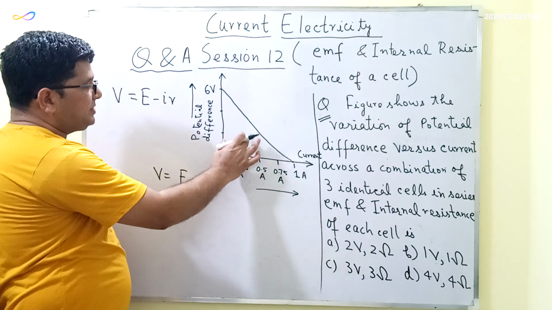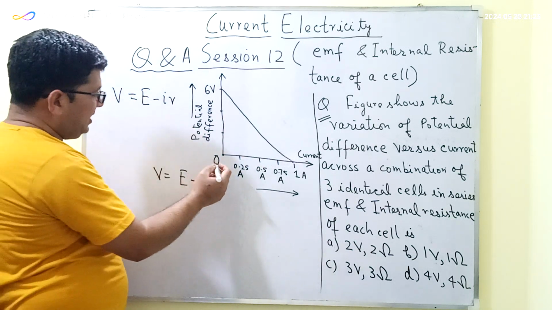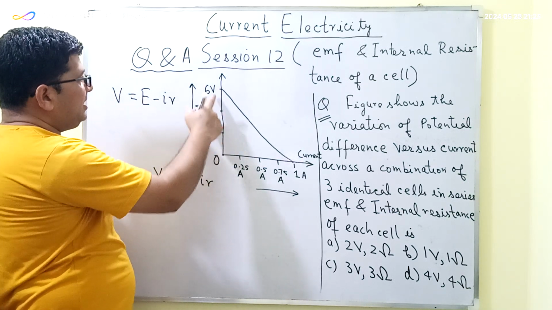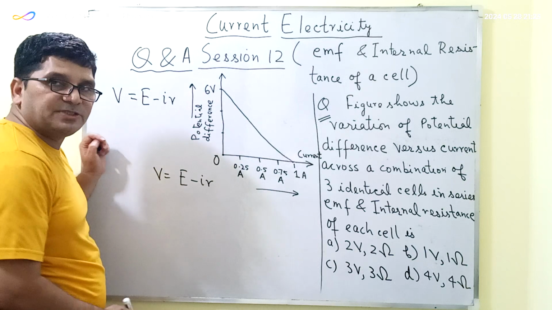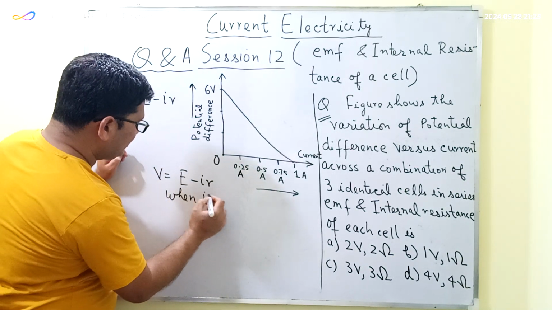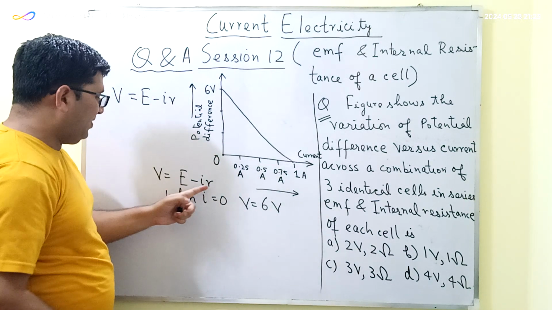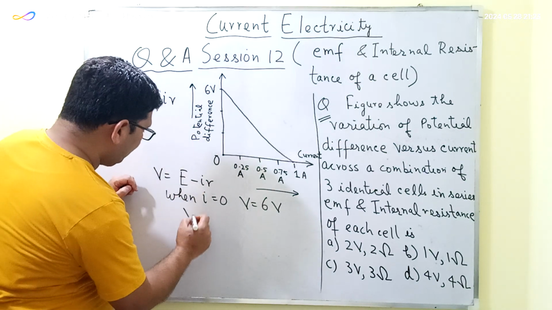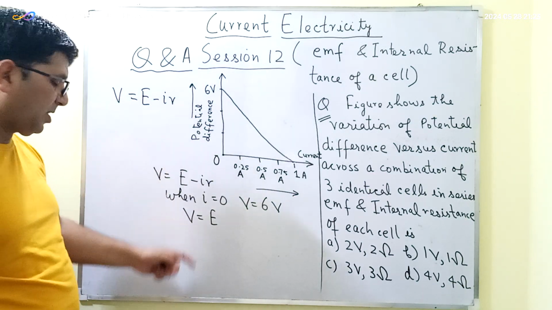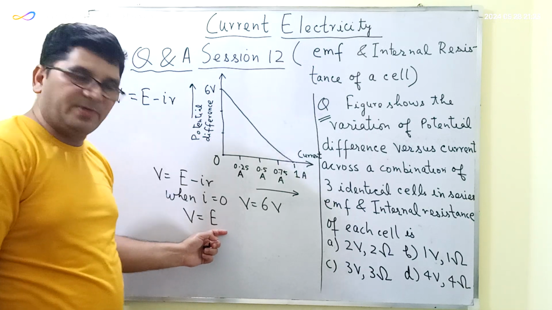and from the figure which is given along with this question, we can see that when the current is 0, the value of V is equal to 6. That is, when I is equal to 0, V is equal to 6 volt. And when I is equal to 0, then V will be equal to E. That is, the potential difference across the cell will be equal to the EMF value of it.